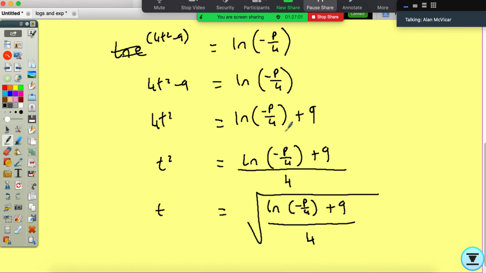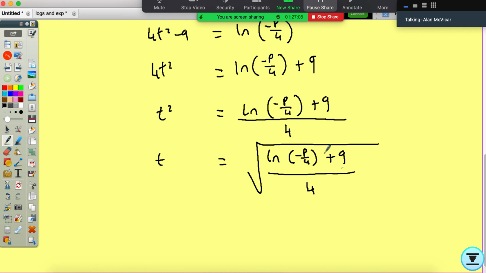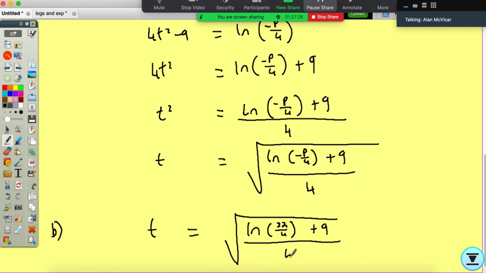Okay, then when I substituted that all in, I would again make sure I use my fraction button twice. So that would be the square root of ln. If I put negative 32 in here, it just becomes 32. So it's 32 over 4 plus 9 over 4. And I got that when I typed it into my calculator to be 1.664, which is 1.66.